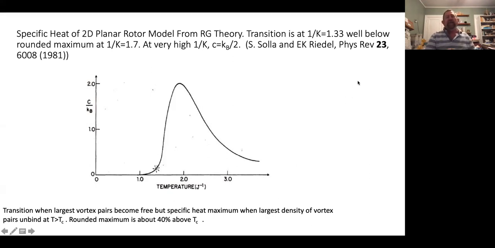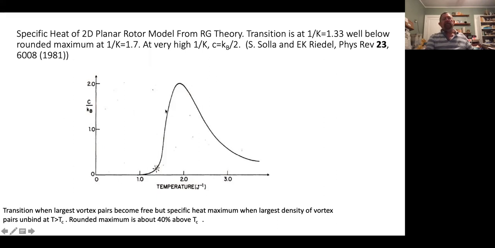And it's when you're well above TC that the smallest vortex-anti-vortex pairs unbind, because there are more small pairs than any other size of pairs. And therefore, the most entropy is released when the smallest pairs unbind. And this happens well above TC.